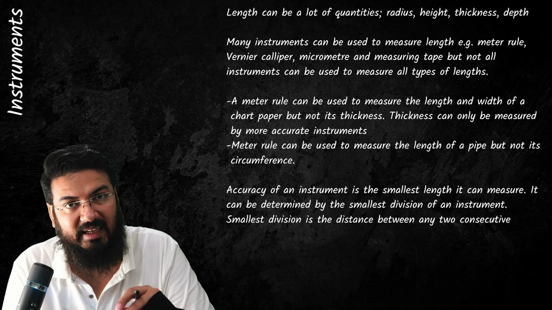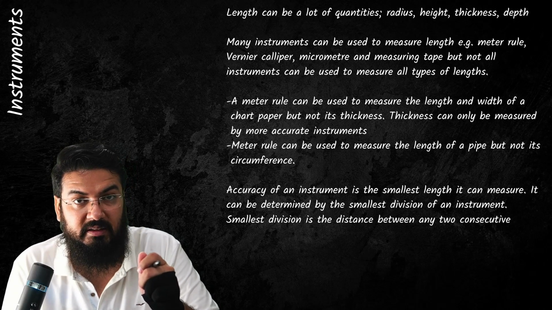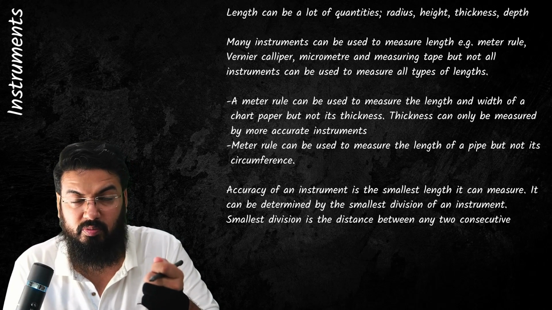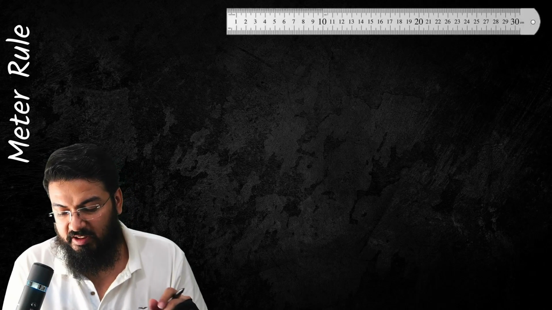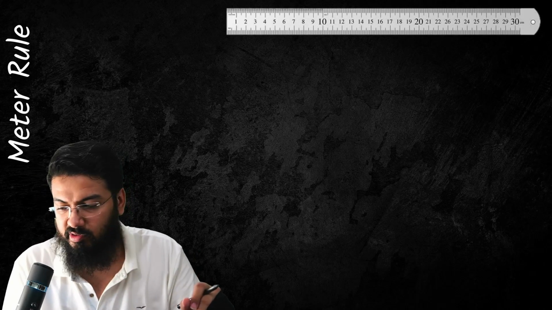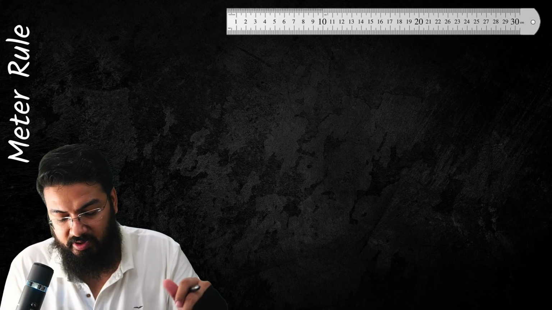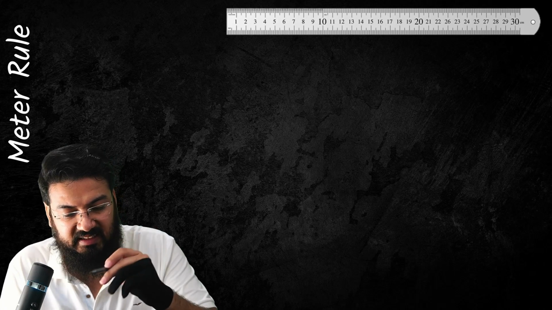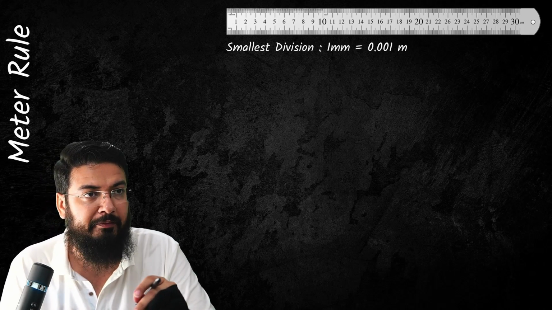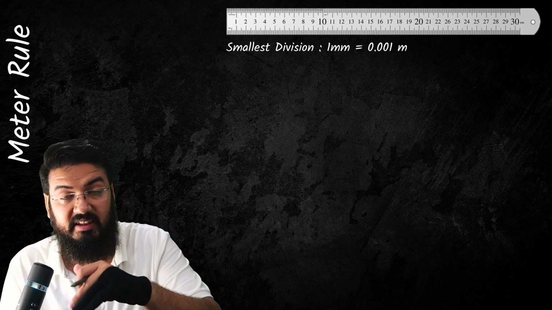So how do we determine the accuracy? The accuracy is determined by the smallest division that an instrument has. So what's the smallest division? The smallest division is the smallest measurement that an instrument can make. Let's say for example you have this meter rule in front of you. Now it's not a meter rule, because it's only 30 centimeters long, but I cannot put a 100 centimeter long diagram over here, so I had to put this one. But if you look at it, the smallest division of this and the meter rule is exactly the same. It's 1 millimeter. So if I want to measure, for example, 0.3 or 0.4 millimeter, I cannot do that accurately using a meter rule.